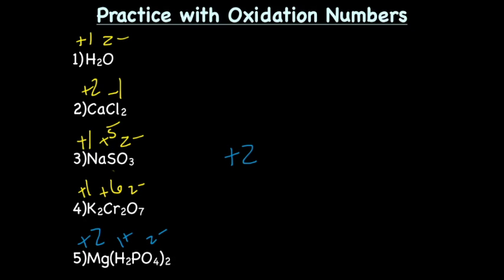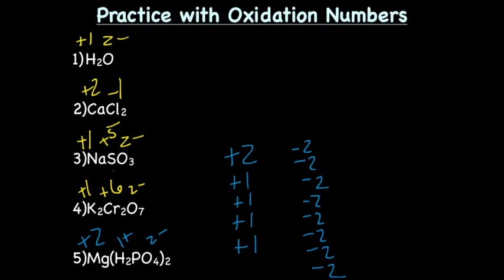Hydrogens, we have 2 times 2, right? So we have 4 hydrogens. 1, 2, 3, 4 hydrogens. And oxygens, we have 2 times 4, which is 8. So we have 8 oxygens. 1, 2, 3, 4, 5, 6, 7, 8.